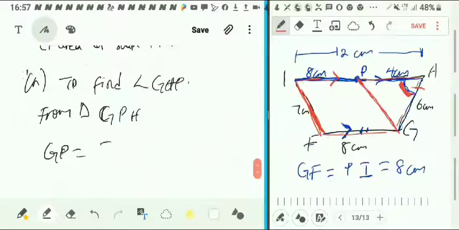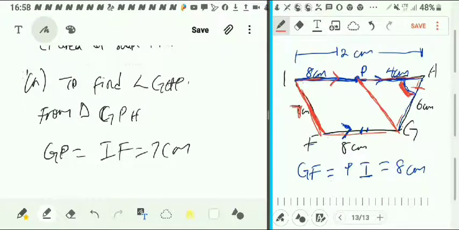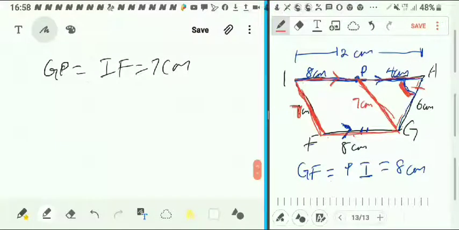GP is equal to what? IF. Okay, you can see IF here is 7 centimeter. That means this one will be what? 7 centimeter. Why? Because it's a parallelogram. How do I know it's a parallelogram? These two parallel lines, number one, and then the opposite sides are equal. If two opposite sides are equal, then it follows that the other opposite sides too will be equal to each other. Okay, so you should know these properties for the shapes.